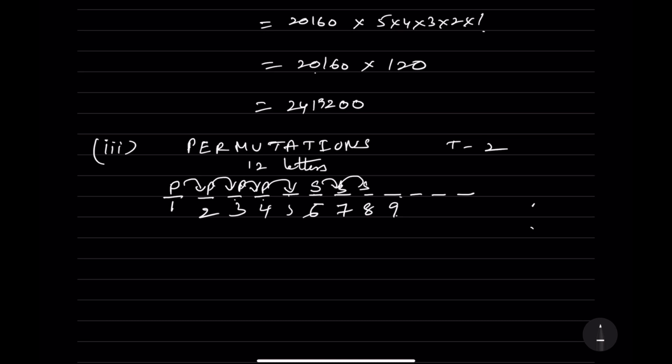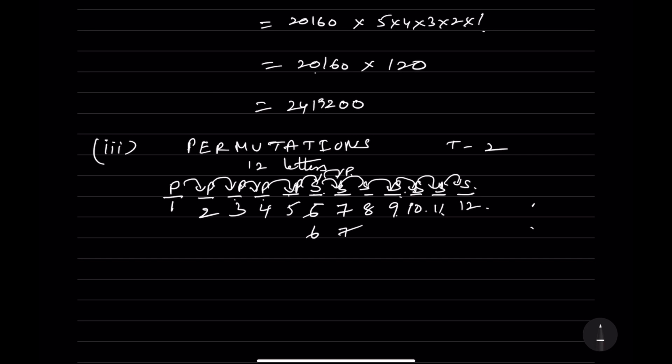Then P can go into the 5th place, then S can be in the 10th place. Now again, if P is going into the next place, it is the 6th, so S is going into the 11th one. Then again P is coming here, so you're getting the 7th, and S can be shifted here, the 12th. So 7 cases.